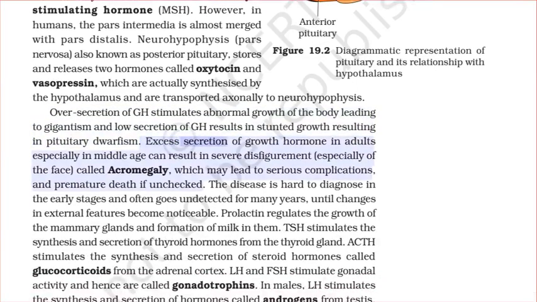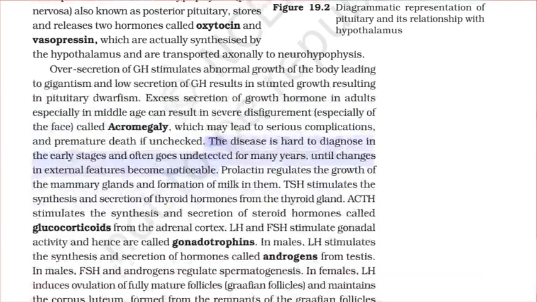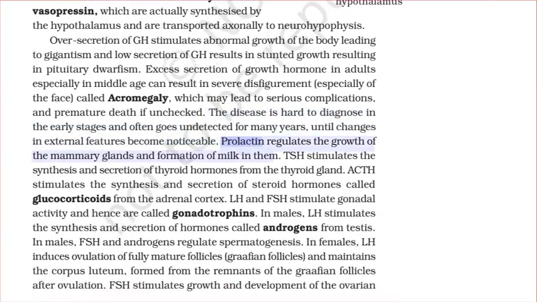Excess secretion of growth hormone in adults, especially in middle age, can result in severe disfigurement, especially of the face, called acromegaly, which may lead to serious complications and premature death if unchecked. The disease is hard to diagnose in the early stages and often goes undetected for many years until changes in external features become noticeable. Prolactin regulates the growth of the mammary glands and formation of milk in them.